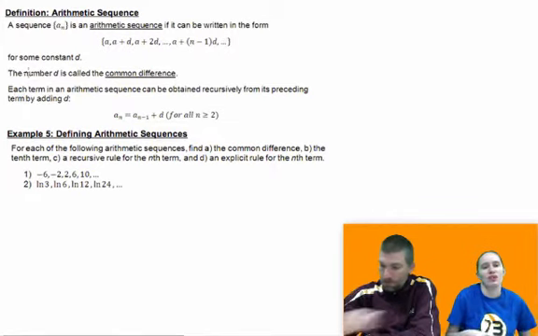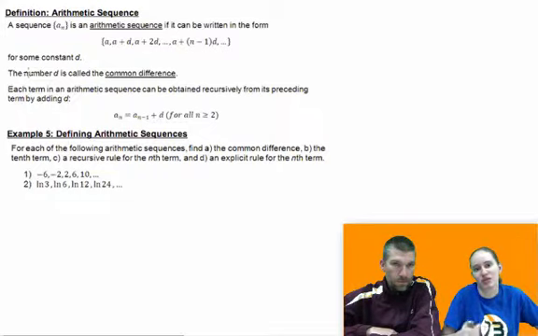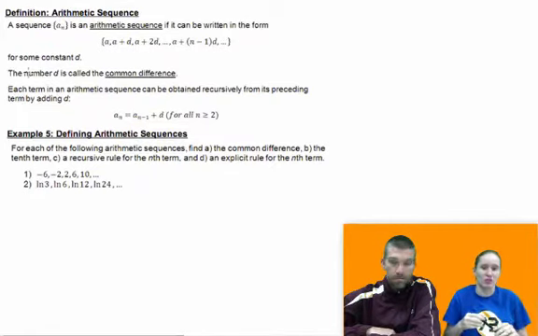Now, you may try to pronounce this as arithmetic whenever you're doing this, but if it is paired with sequence, we typically say arithmetic or something like that. Arithmetic. Which is weird. English.